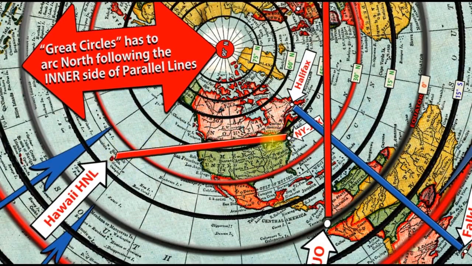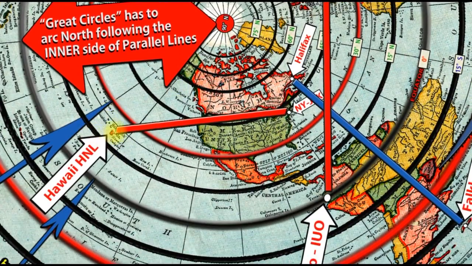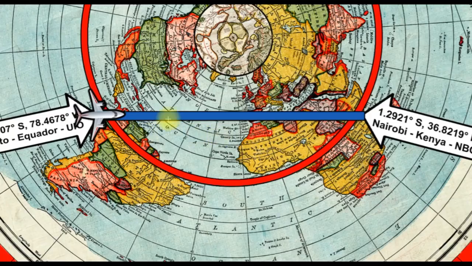That's why I have this one here connecting New York to Hawaii. It goes on the inner side of the parallel lines. It always has to go like that, because anything other than that would result in a greater distance. It can only follow the inner side of the parallel lines, or what they say is arc north, never arc south. Even though on a sphere, as we demonstrated before, it wouldn't matter if we flip the image up or down, right or left. The arc would still be the same. And this is how this flight from Quito to Nairobi works on the flat Earth map.